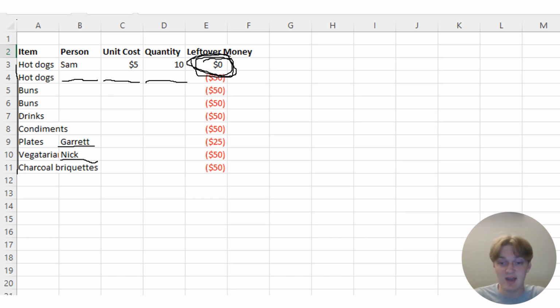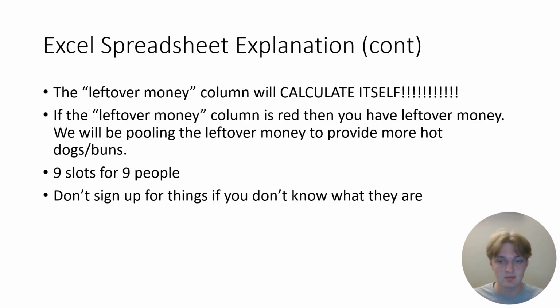So again, if you have questions about this, ask me because that will make both our lives easier instead of you inputting something here and then screwing up the rest of the spreadsheet, and then I don't know why it's screwed up and it doesn't work. Okay, so again, the leftover money column calculates itself. Do not put things in there. Do not go in and screw around with that column.